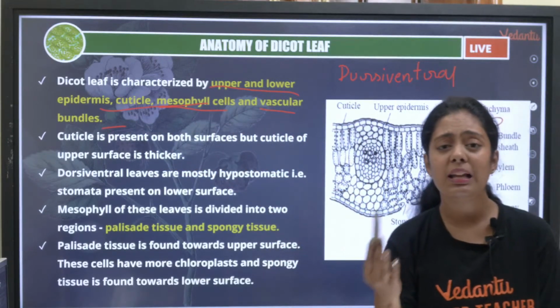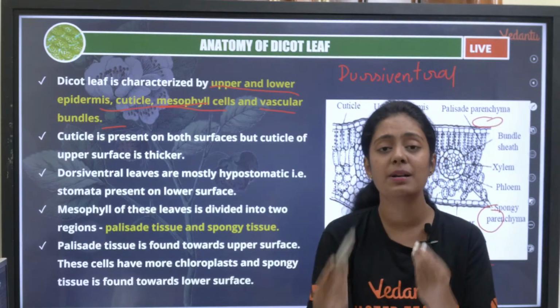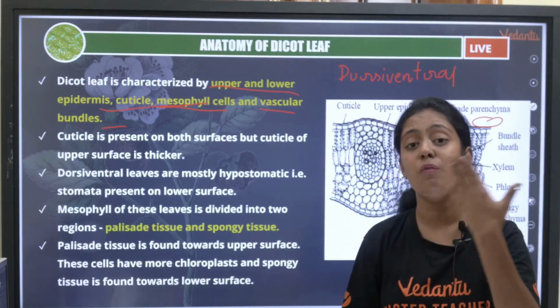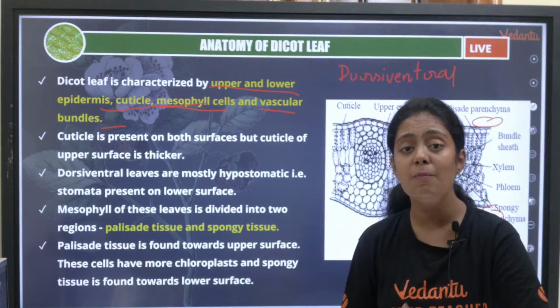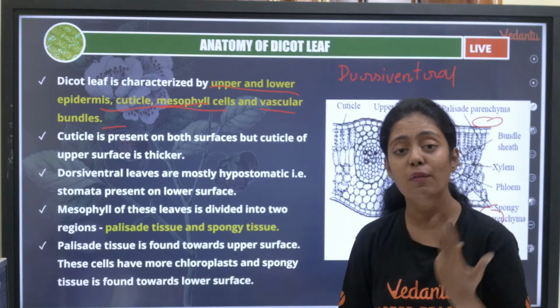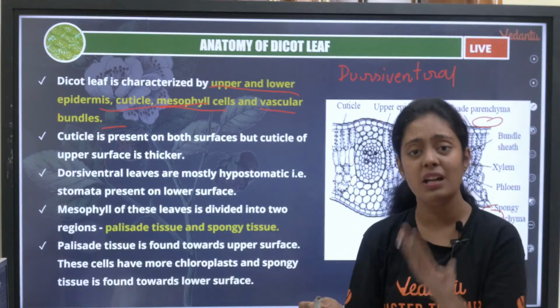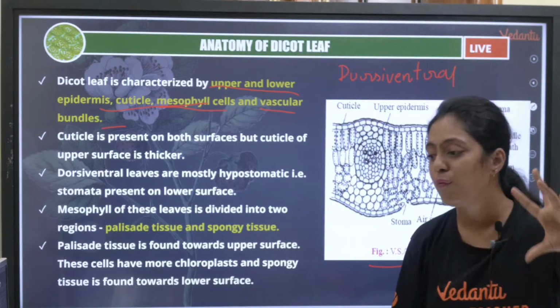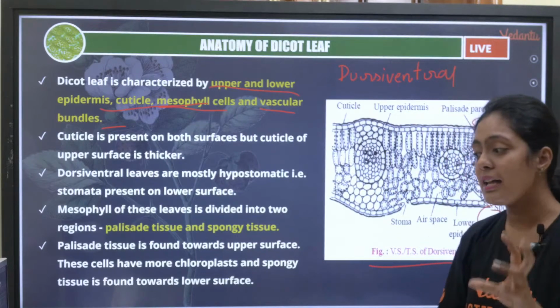Ma'am, why does the leaf need vascular bundles? It is in the leaf that vascular bundles are mainly needed, because it is in the leaf where photosynthesis takes place. It is the major organ which requires water and minerals. Correct? And the food that is produced in the leaf, that is in your chloroplast, will be conducted by your phloem. Okay, yes.